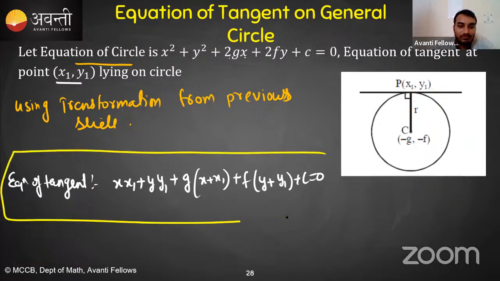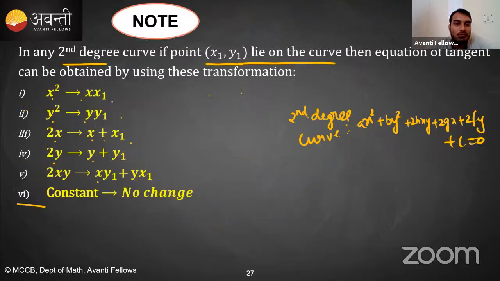It became quite easy, right? So the equation of tangent is xx1 plus yy1 plus g into x plus x1 plus f into y plus y1 plus c equal to 0. Okay, you don't have to remember this. The only thing you need to remember is these transformations.